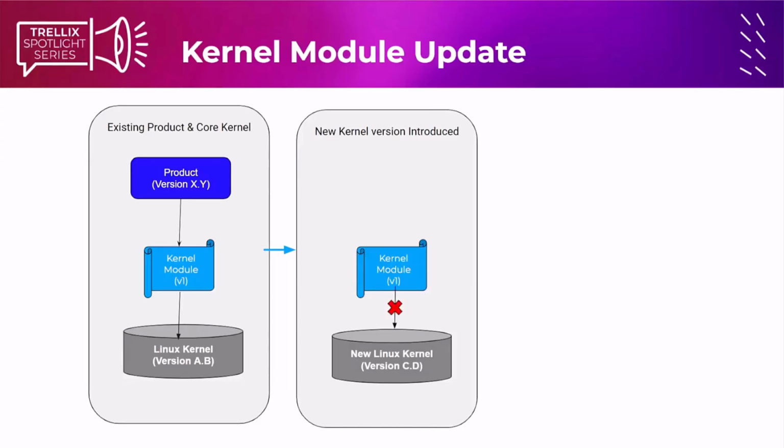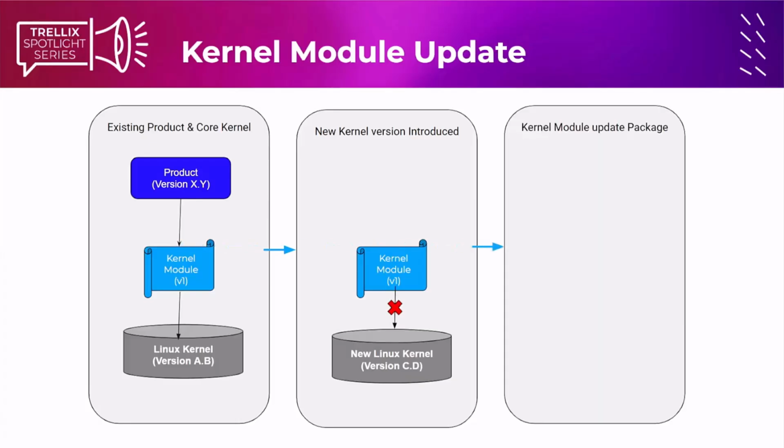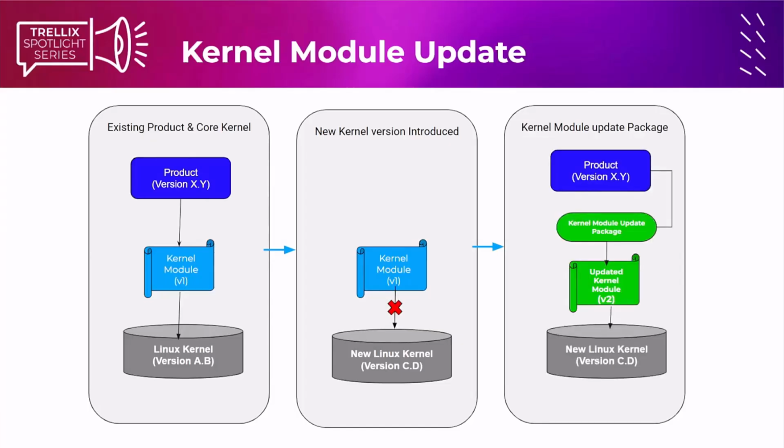So to overcome this, we use a kernel module update package. On top of the existing product version x.y, deploying a kernel module update package will update the kernel module to version 2, a compatible module, which will be loaded on the newer kernel version successfully and continue its functionality. By using the kernel module update package, there is no need to perform a complete upgrade of the core product version.